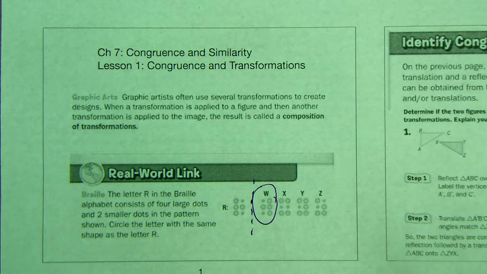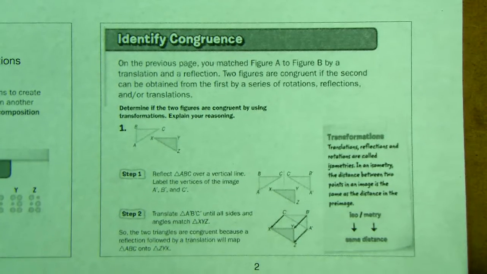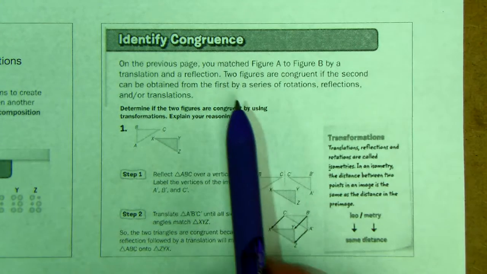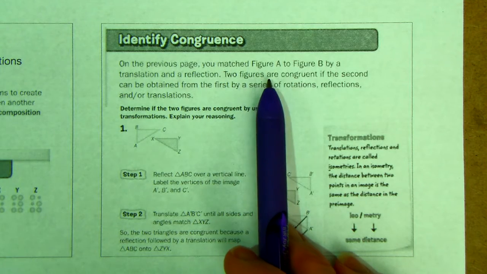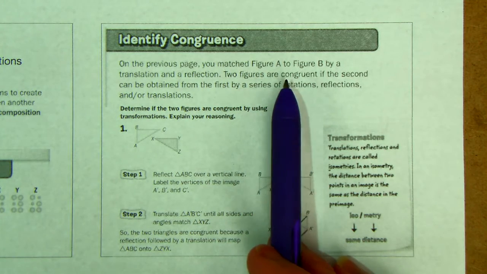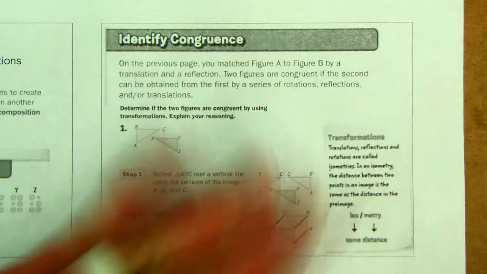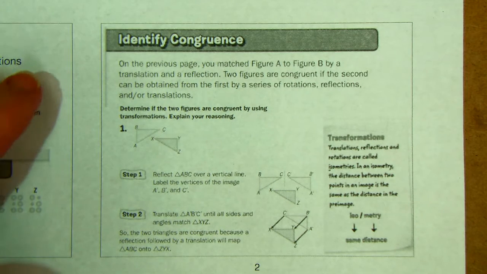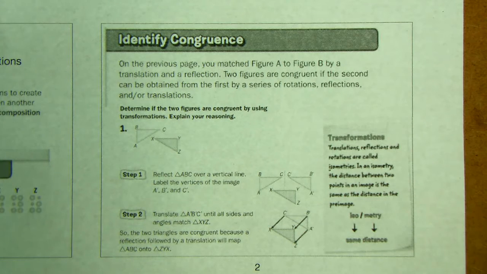So, come over here. We're going to talk about things being congruent. Things are congruent if you don't change the size. So 3 of our transformations give us congruent figures: translation, reflection, and rotation. Dilation isn't congruent because it changes the size. And remember, for congruent, it has to be the same size and the same shape.